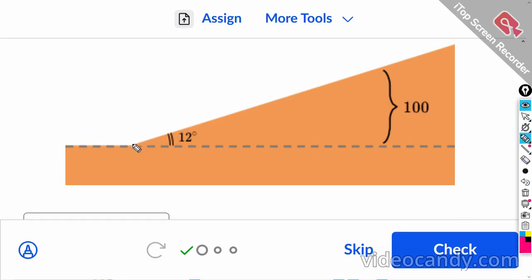So I guess we can assume, so I'm assuming he starts here, and we're measuring this distance right here to get to a height of 100 meters. All right, so we have 12 degrees here, and this height, doing a different color here, this height would have to make a right angle with the ground. Okay, so that is your right triangle.